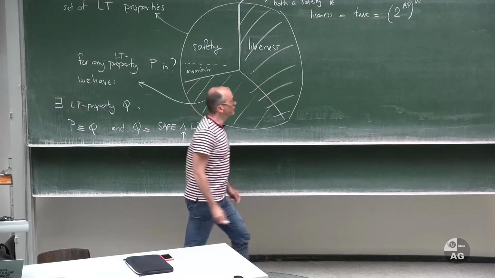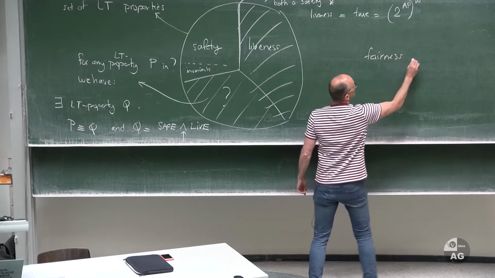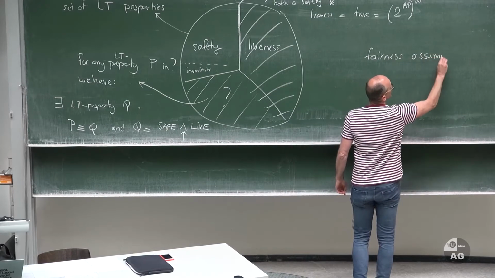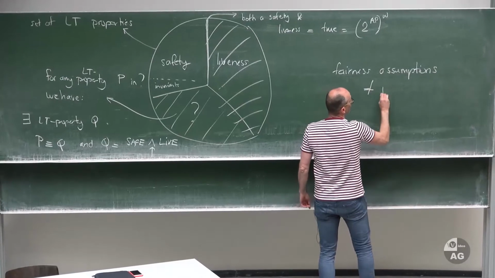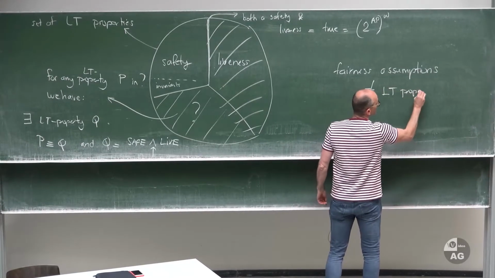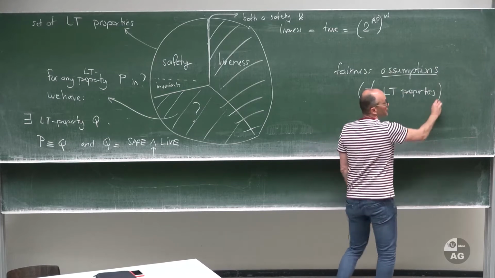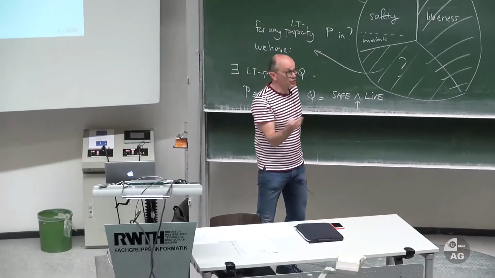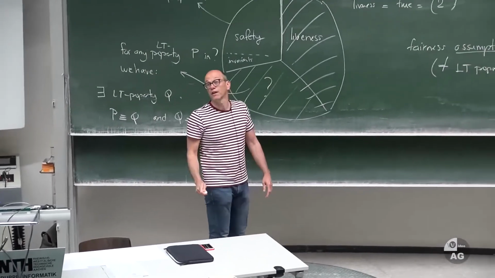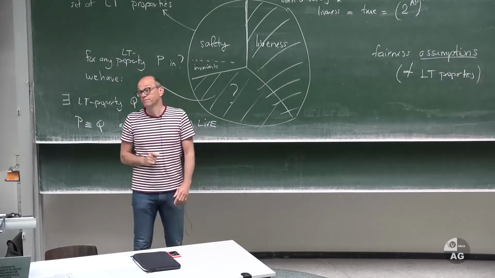And we're going to show that fairness assumptions, as they are called, so mind, these are not LT properties, right? These are assumptions, and I'm going to make precise what that means. But those assumptions are going to be relevant, and this will be a result completely at the end of the lecture, for the dashed area.